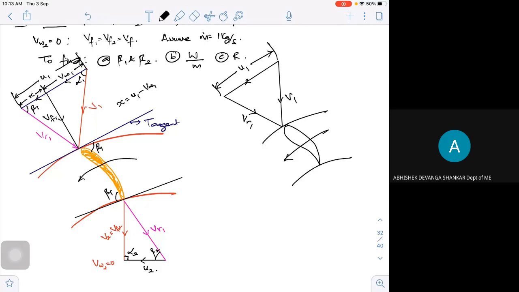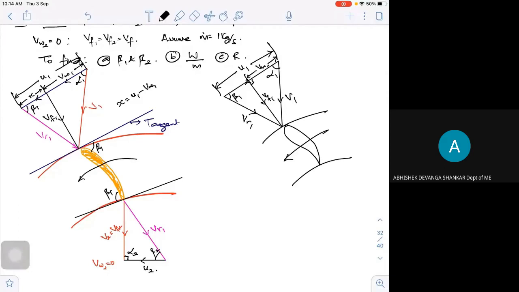Then you have this V1 component. I have to resolve it into two components. If you draw a perpendicular, this will be my VF1 and this will be my VW1. So V1 makes a flow angle alpha 1, and VR1 makes an angle with respect to your blade, that is beta 1.